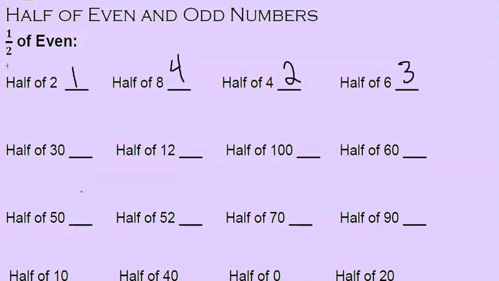So half of 30, well, we know half of 3 is 1.5. We could also say half of 10 plus half of 20. We know that half of 10 is 5, and half of 20 is 10. So half of 30 would be 15.